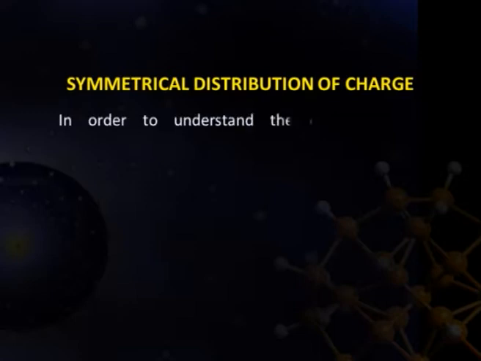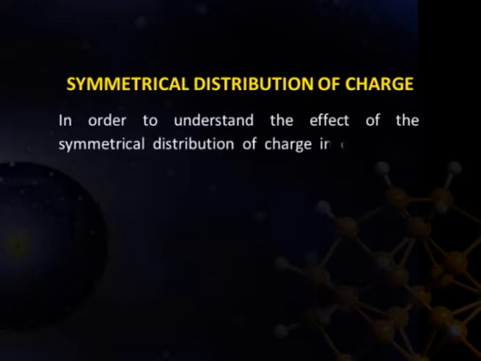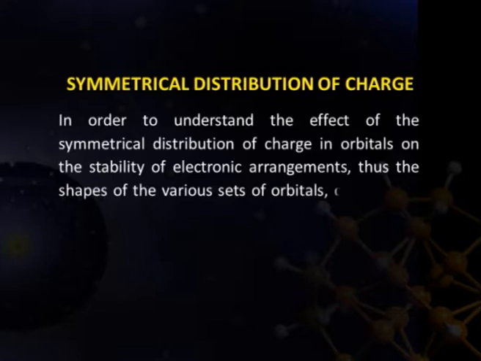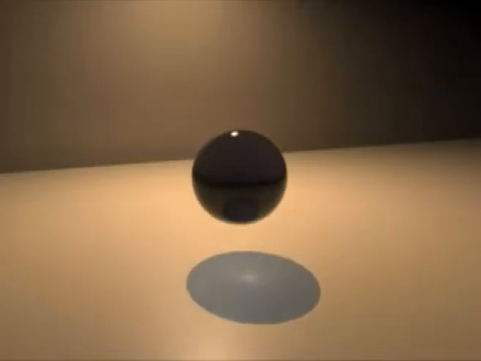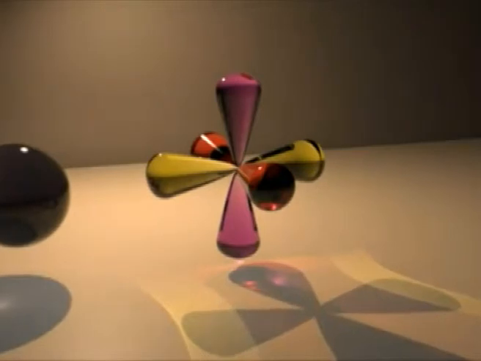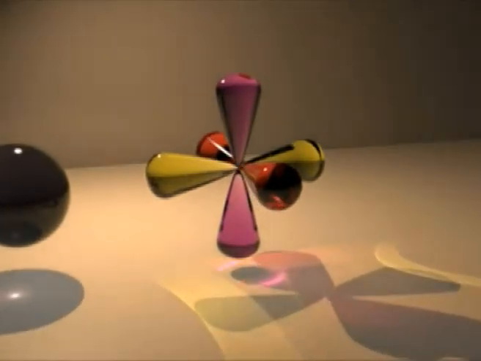In order to understand the effect of symmetrical distribution of charge in orbitals on the stability of electronic arrangement, the shapes of the various sets of orbitals will be discussed one by one. The s orbital is spherical in shape, which implies that the electronic charge would be distributed uniformly in all directions, whether there is one or two electrons present in the orbital. These are the p orbitals, px, py and pz, where these dumbbell-shaped orbitals are shown.